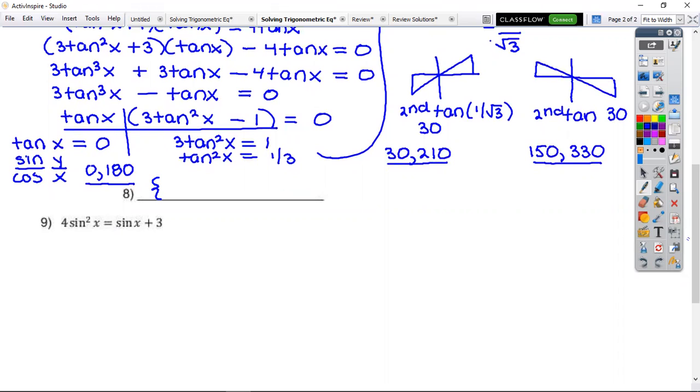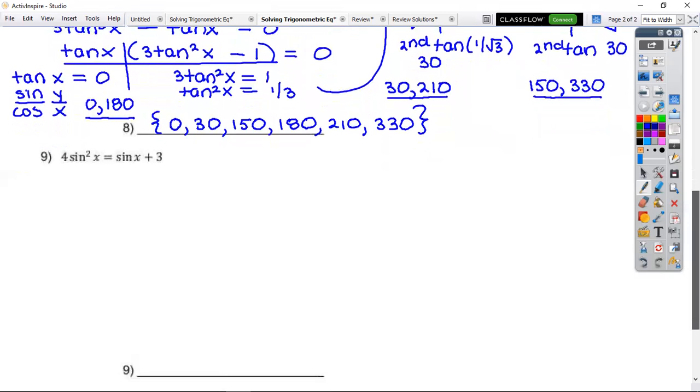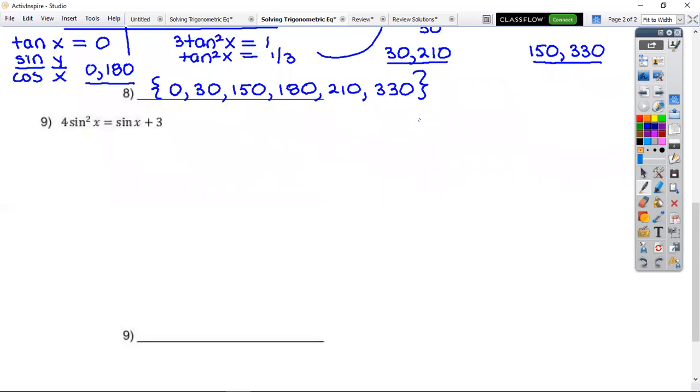So the smallest one was 0. The next one was 30. 150, thank you. And then 180. And 210, thank you. And 330. I don't know why it can't handle that, but it can't. Okay. But I figure if I make you do it here, then you'll kind of have a good habit moving into those. How do I feel with number 8? Pretty good? Okay.